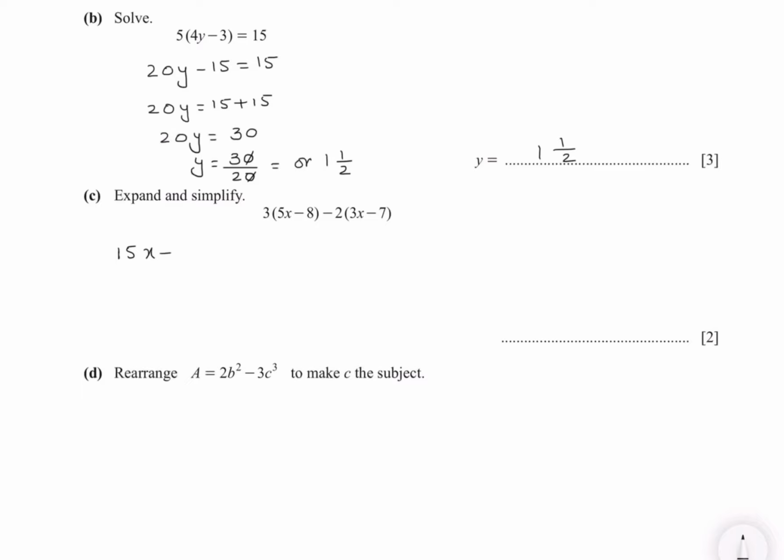Expand and simplify. Multiply out 3 with 5x and 8, and 2 with 3x and 7. And now simplify it.